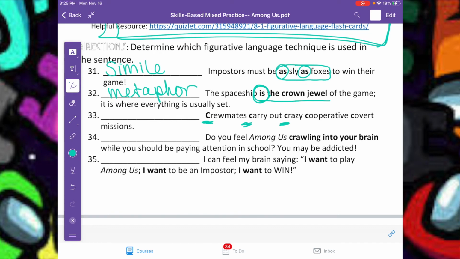Crewmates, carry out, crazy, cooperative, covert, mission. So we have the repetition of the same letter. This here is alliteration.